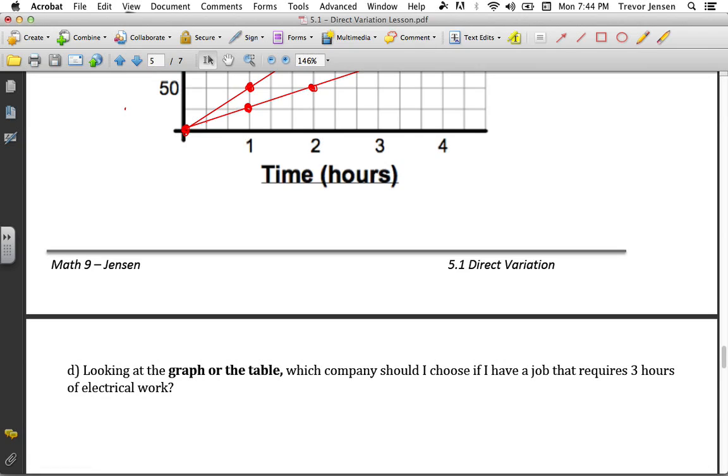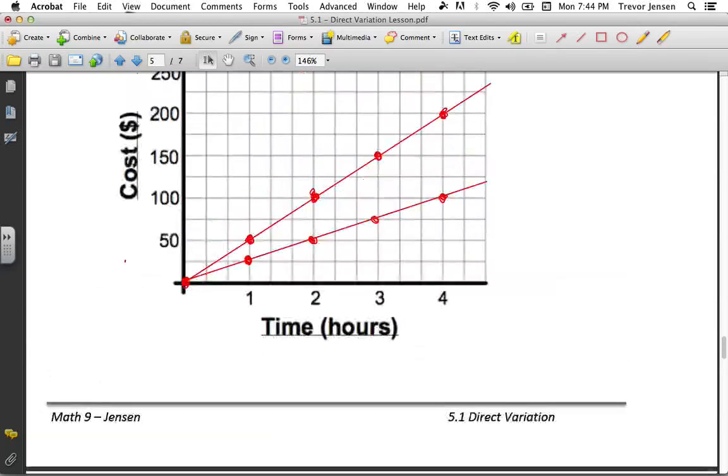So looking at the graph or the table, which company should I choose if I have a job that requires 3 hours of electrical work? So if you need some repairs in your house with your electrical system, and you know it's going to take 3 hours for them to repair it, you're going to want to choose the company that costs less. So look at your graph here at 3 hours. Which of these two graphs is going to have a lower cost? Well, this graph right here has a lower cost at 3 hours.